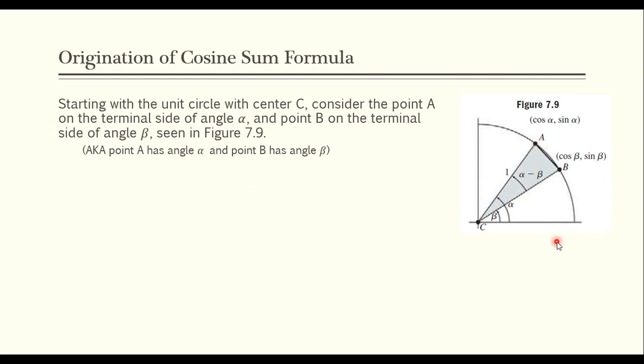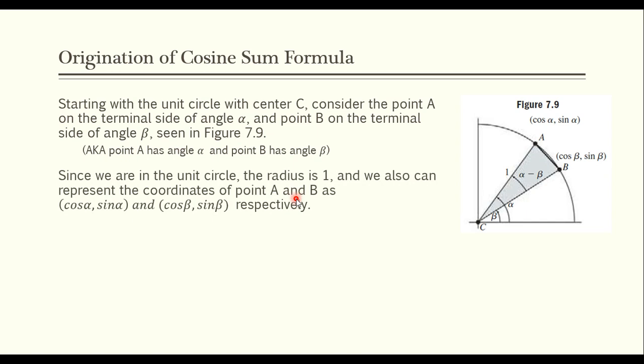So we've got this image going on here, right? This is our unit circle. We know that our radius is 1 because it's a unit circle. I've just got 2 points within my arc, right? Here's my center labeled C. Since we have a unit circle, we've got radius 1, and then we also know how to represent these points.